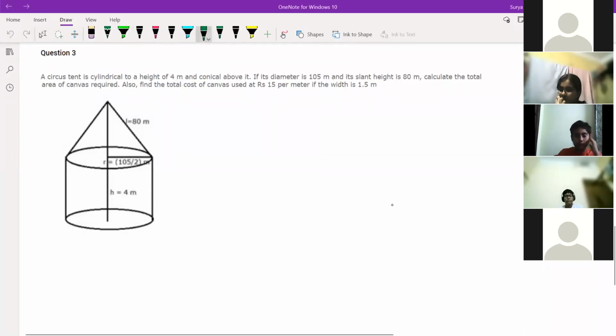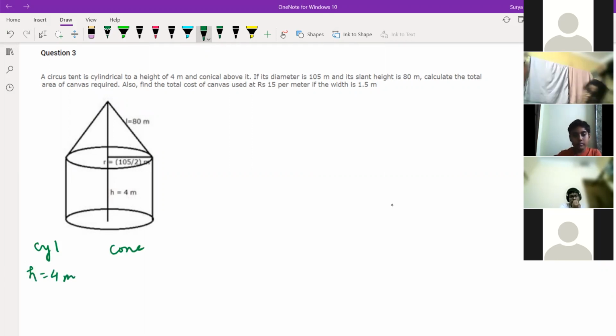Okay. So a circus tent is cylindrical to a height. So cylinder right here and cone right here. The cylindrical height is how much? 4 meters. Conical above it, its diameter is 105 meters. What is 105 meters? The cylindrical part, right? What is the radius of it? 105 divided by 2 meters. And radius of the cone will remain the same. The r is equal to 105 divided by 2 meters. It's clear?